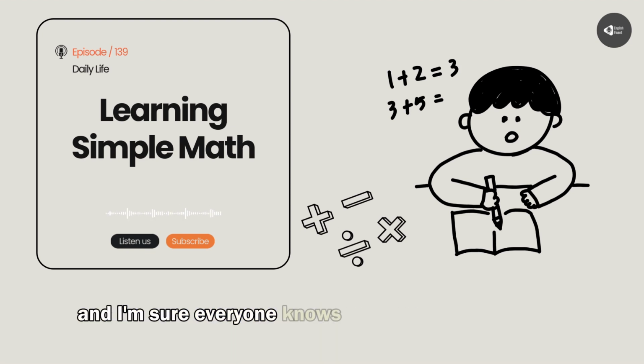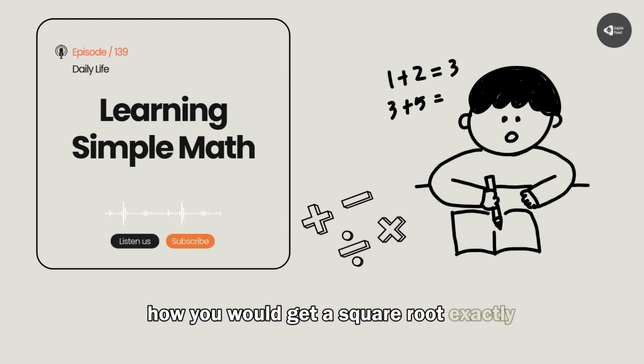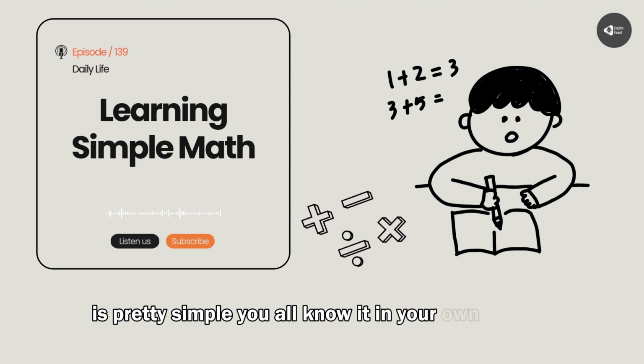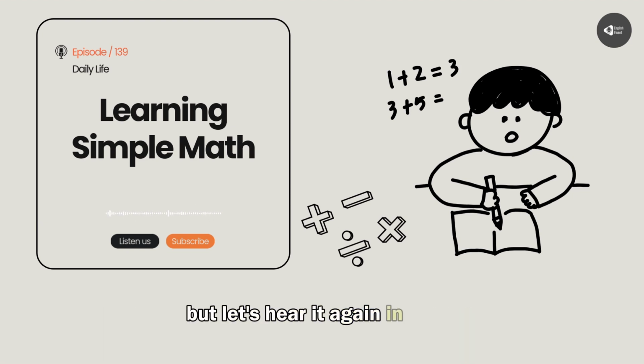And I'm sure everyone knows this in their own language, how you would get a square root. Exactly. So this language is pretty simple. You all know it in your own language, but let's hear it again in English one more time with the dialogue.